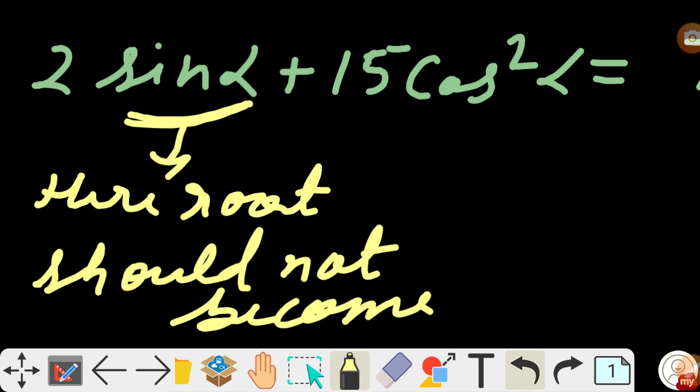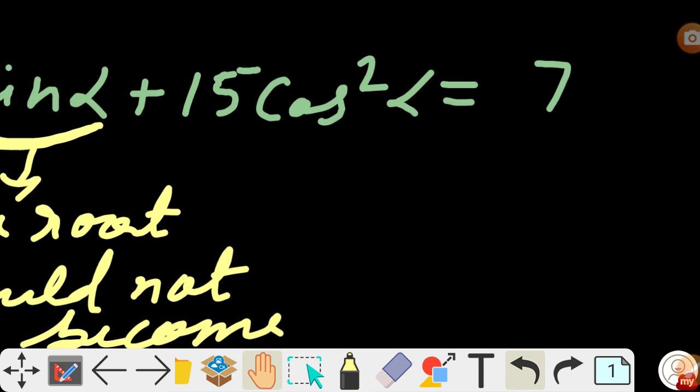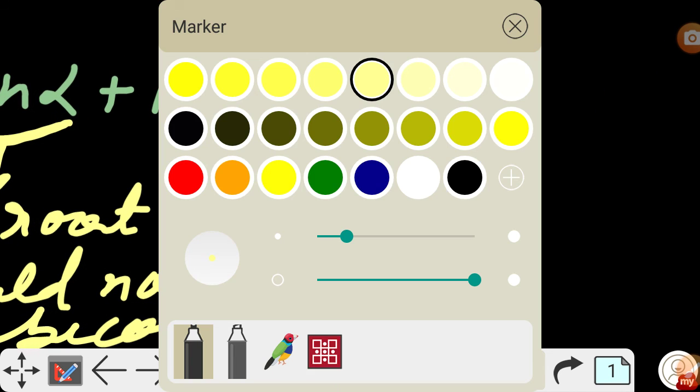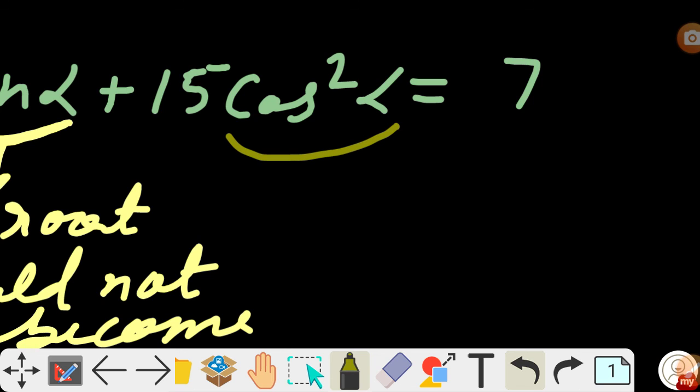And here is a square. You can see here cos square alpha. This is a cos square alpha. So here is a square.